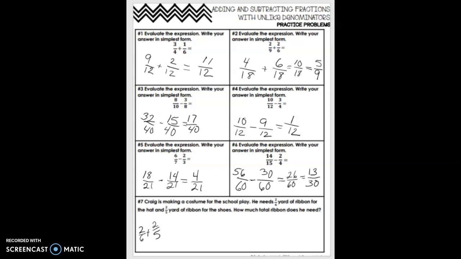My common denominator of those two numbers is going to be 30, which is again just multiplying them times each other. So I need to take 2 times 5 to get my 10 and 6 times 2 to get 12. Now that I have equivalent fractions with the same denominator, I can add my numerators together. 22/30ths. 22 and 30 are both divisible by 2. So when I divide 22 by 2, I get 11. 30 divided by 2 is 15. And our unit is yards, and that is my final answer.